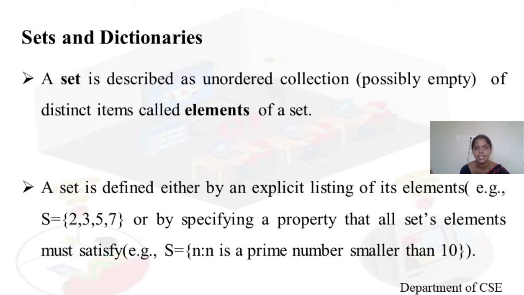A set is defined either by an explicit listing of its elements, or else you can specify its property. For example, here there is a set defined with the elements 2, 3, 5 and 7. Or else you can define a set with its property, that is S is equal to n, wherein n is a prime number smaller than 10. So you can see the set having all the prime numbers smaller than 10.